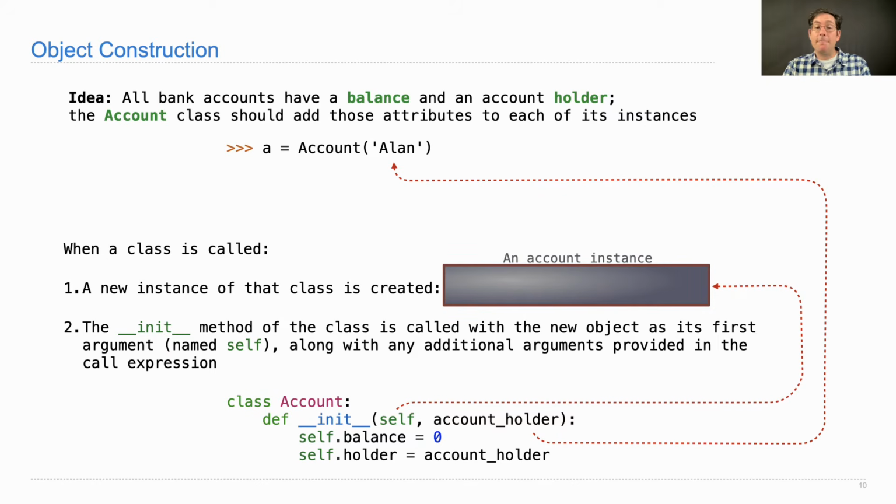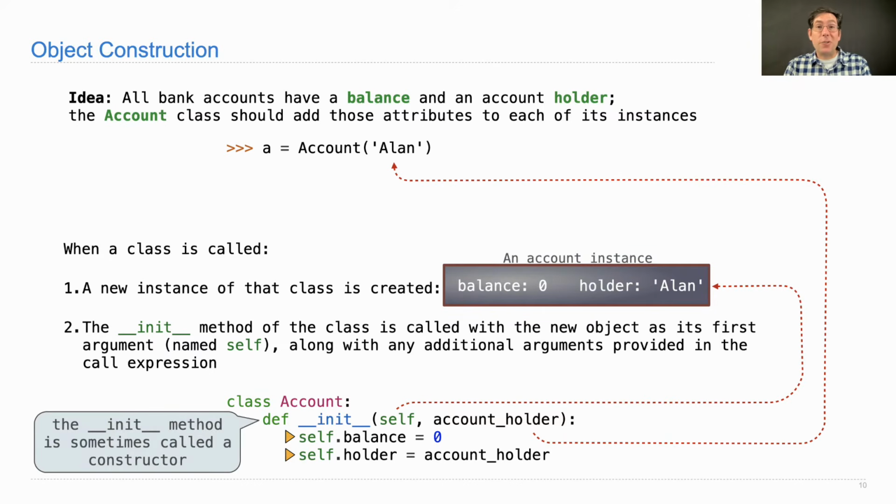The account instance is empty for now, but as soon as I start assigning attributes, since self refers to the account instance, self.balance equals 0 will add a balance attribute bound to 0 to the instance, at which point we could later look it up. Likewise, self.holder will add a holder attribute. And now this instance has two attributes. It's ready to be used like an account. The init method is sometimes called a constructor method, and that vocabulary is used in other programming languages as well. This one call expression does all that work, 1 and 2, at which point we can now refer to the attributes of A.